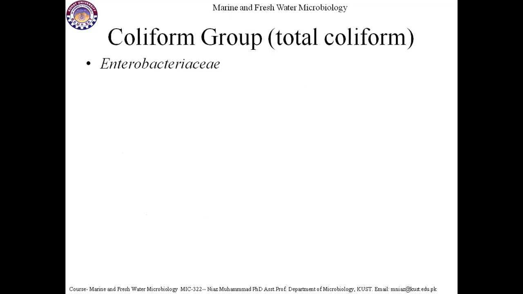Which type of microorganism are we taking as the indicator? That is the coliform group, the total coliform group. The coliform group belongs to Enterobacteriaceae, and these coliforms are facultative anaerobes, which can grow in the absence of oxygen as well as in the presence of oxygen.